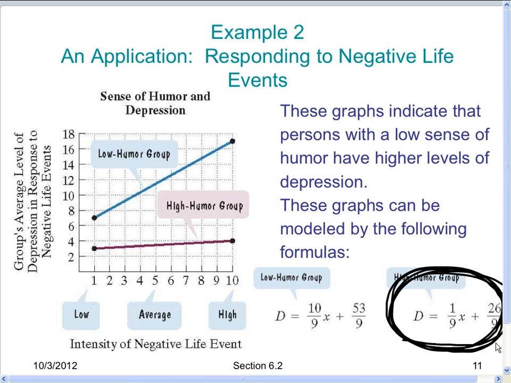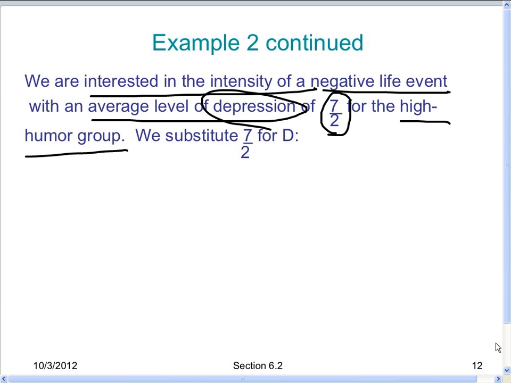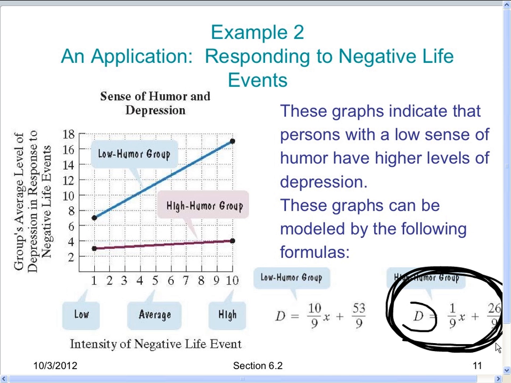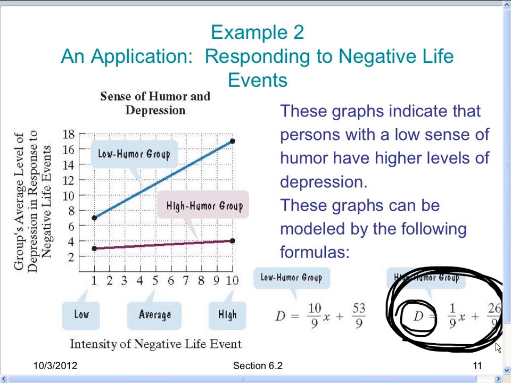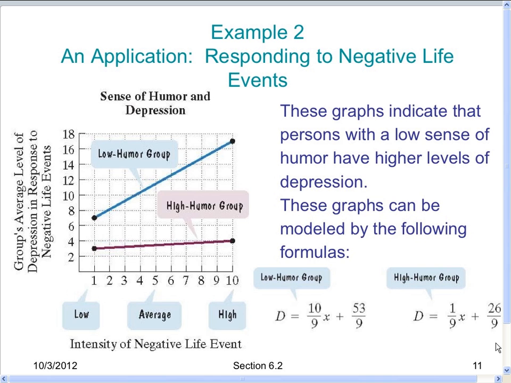And the depression level was 7/2. So D is 7/2. So we're going to replace our D with 7/2. 7/2, and I still don't remember the formula here. 1/9 x plus 26/9.